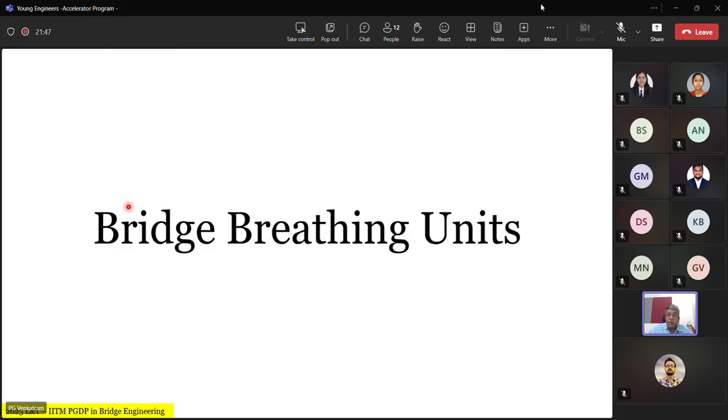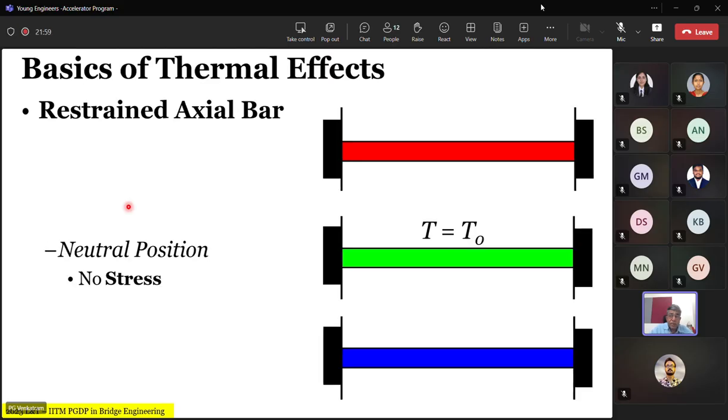Now, after this, we have understood what the junctions are. We should understand what bridge breathing units are. Bridge breathing units are what we will understand next. What is this concept, and what is it that we are actually talking about?